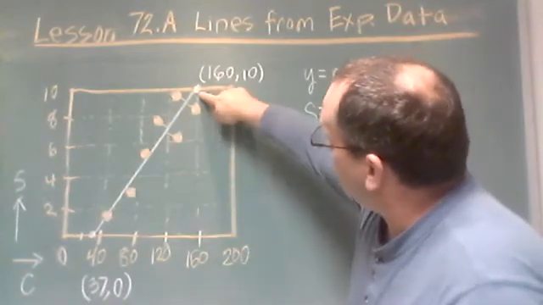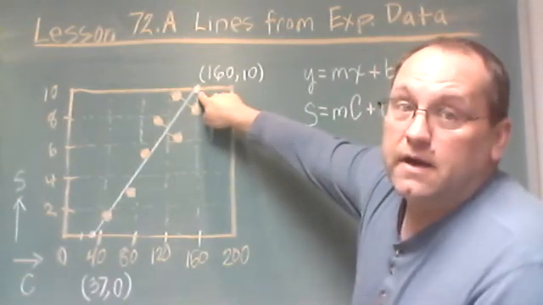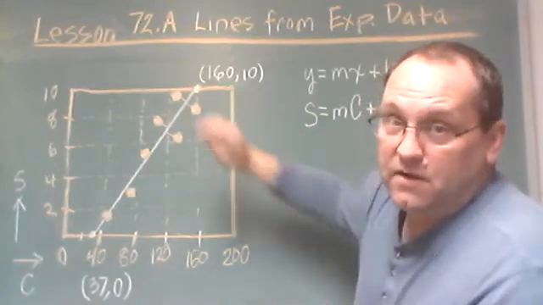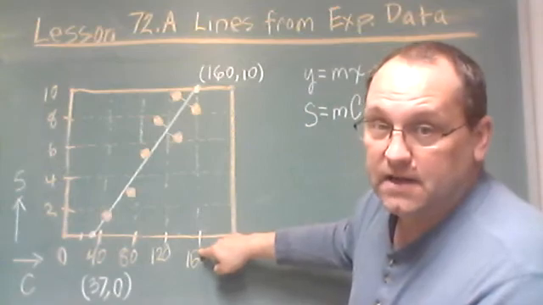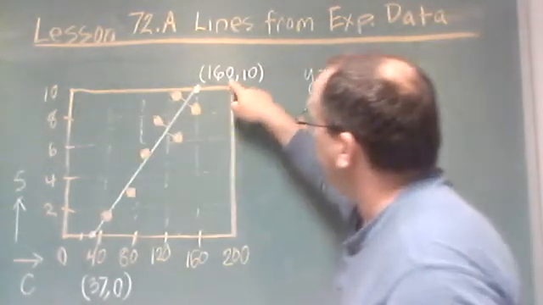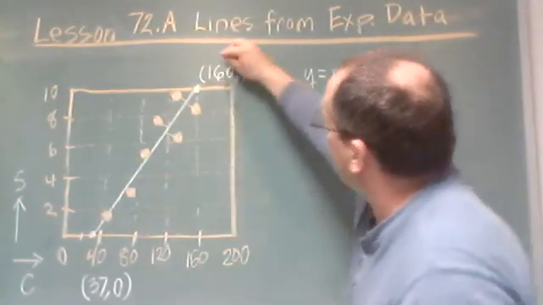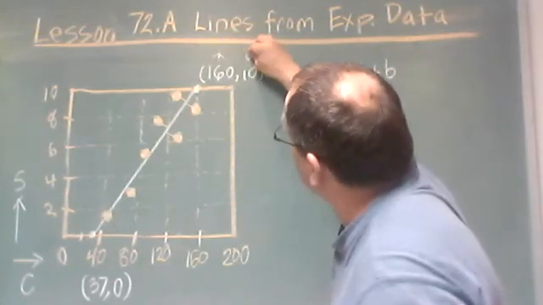It crossed, in my view, and again, you're estimating where it crosses, but from my view it looked like it crossed right at 160 and then at 10. So my point in the x, this corresponds to the x value, this the y value.